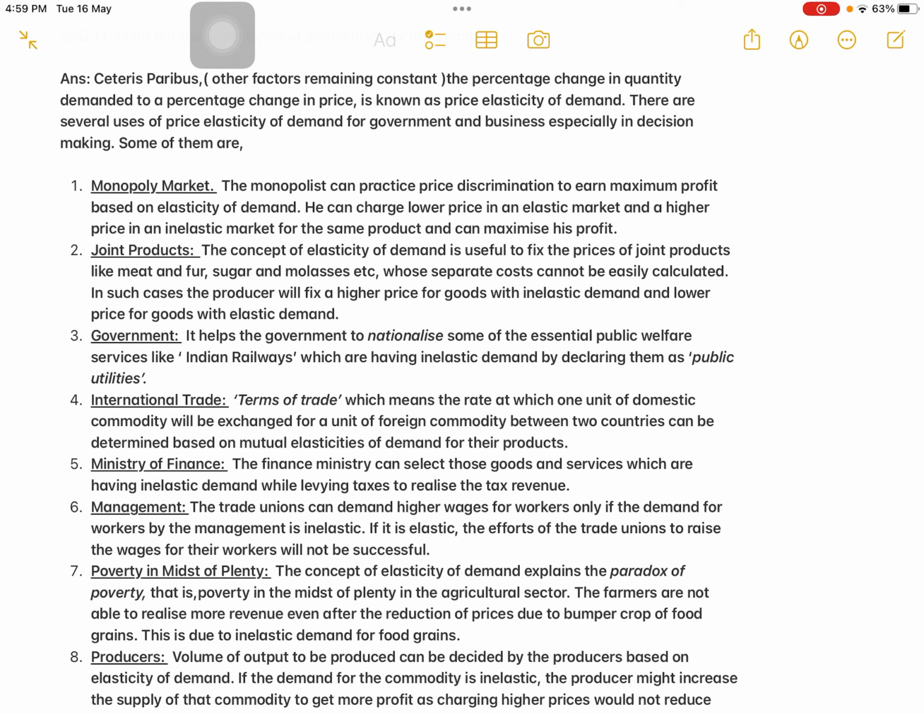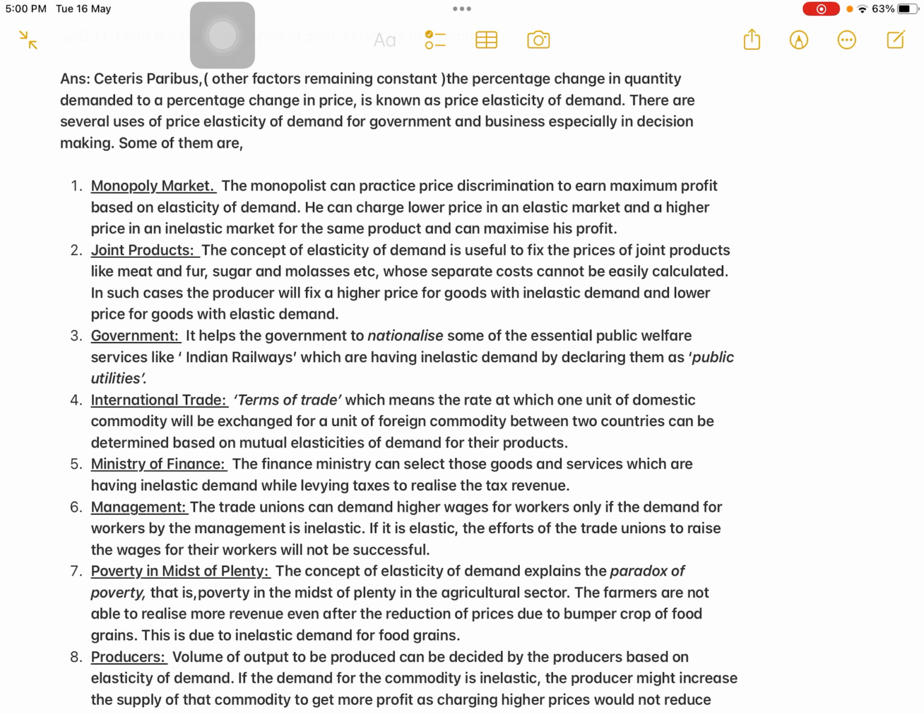Then the third one, government. It helps the government to nationalize. Nationalize, I told you, means taking over from the private sector, some of the essential public welfare services like Indian Railways, which are having inelastic demand, by declaring them as public utilities. Fourth one, international trade. The terms of trade, which means the rate at which one unit of domestic commodity will be exchanged for a unit of foreign commodity between two countries, can be determined based on mutual elasticities of demand for their products.